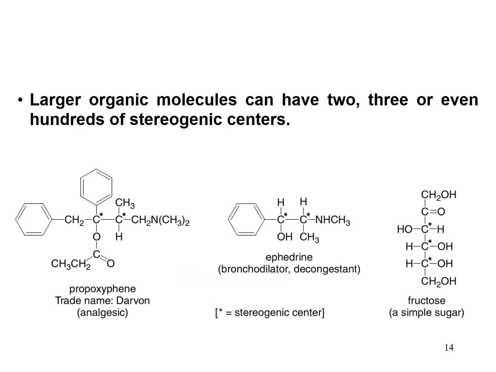So by this principle you have to identify the stereogenic center. A larger organic molecule can have 2, or 3, or even 100 stereogenic centers.